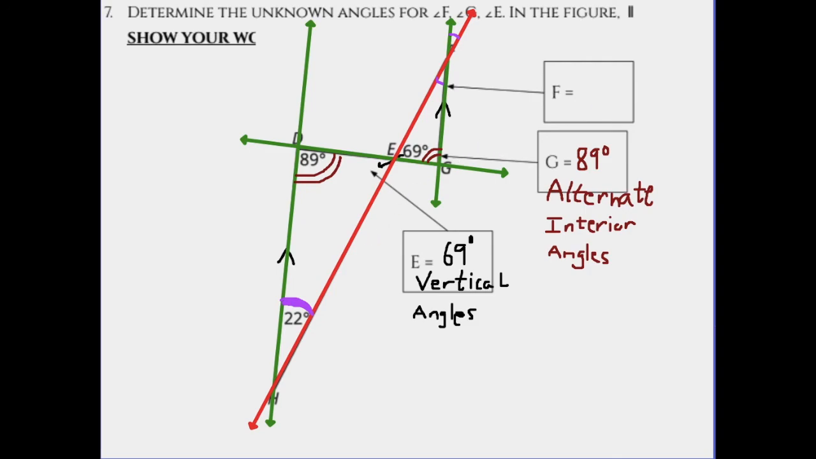Another way we could do this, though, let me check out one more way. Like we said, there's another way to do it. If I know this is 89, we can do our triangle sum theory. We can do 180 minus the two other angles. So minus 89 minus 69. And we get 22. Pretty cool that it works out the same way because it should. So this is 22 degrees.